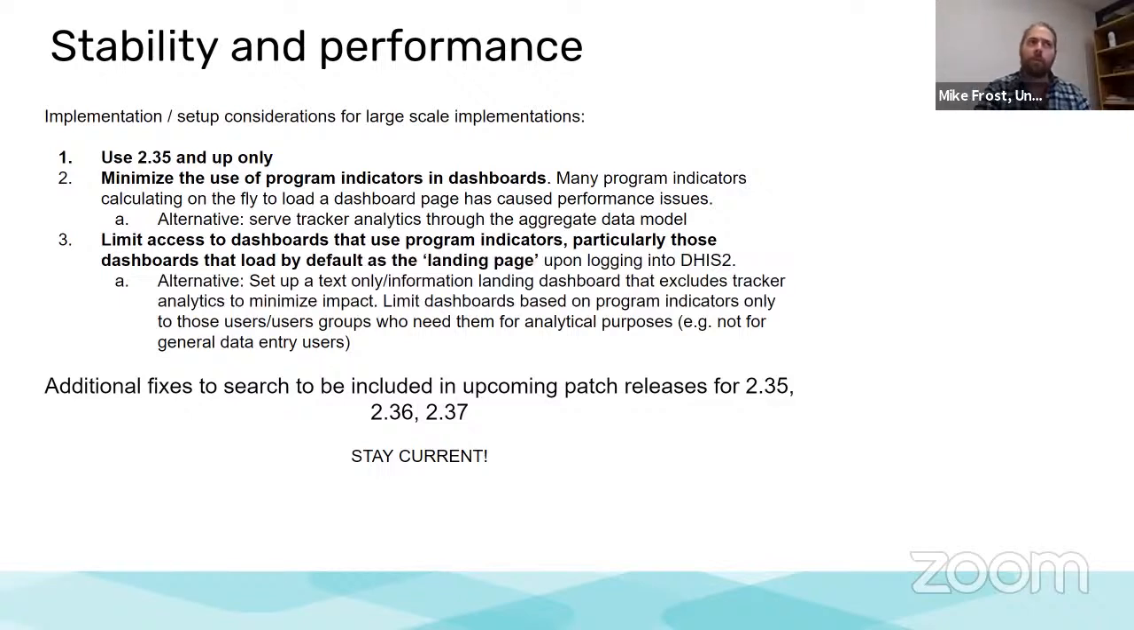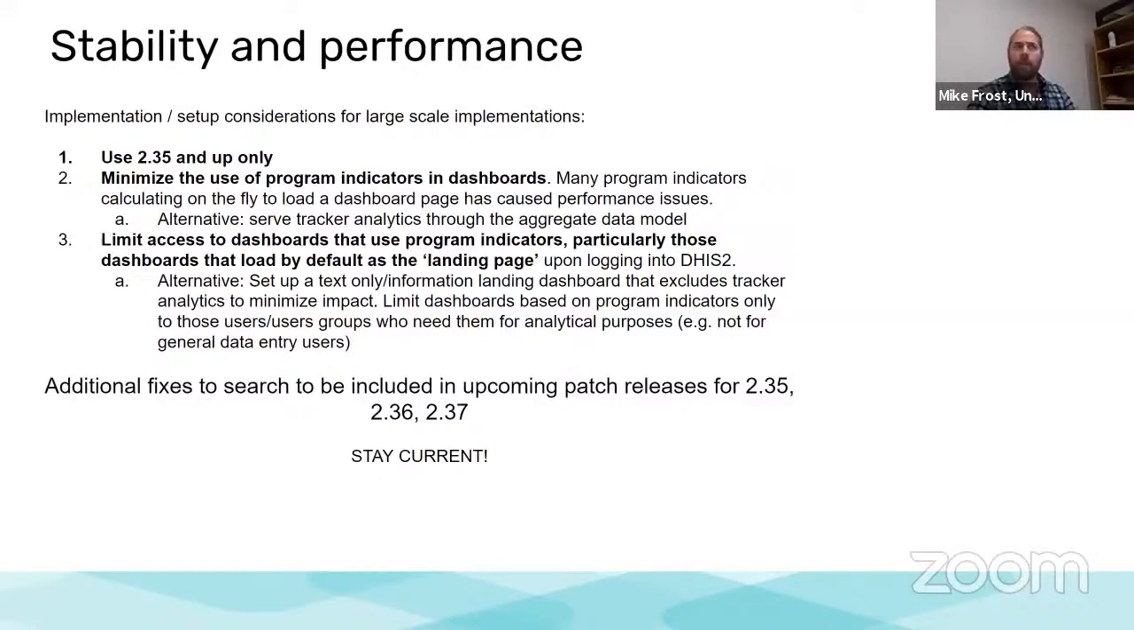Also, minimizing the use of program indicators in your dashboard. I know that many systems have set up hundreds and hundreds of program indicators that they allow to just calculate each time a dashboard is open. That gives you a really heavy burden on your server when there are options for you to be able to push those aggregated numbers into the aggregate model instead. We have new documentation for you on how best to do that.